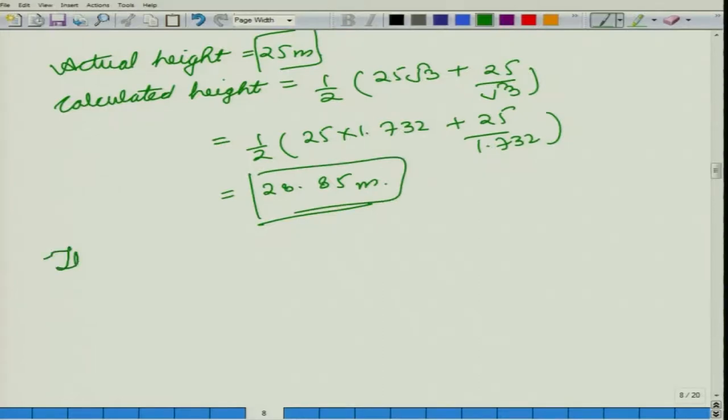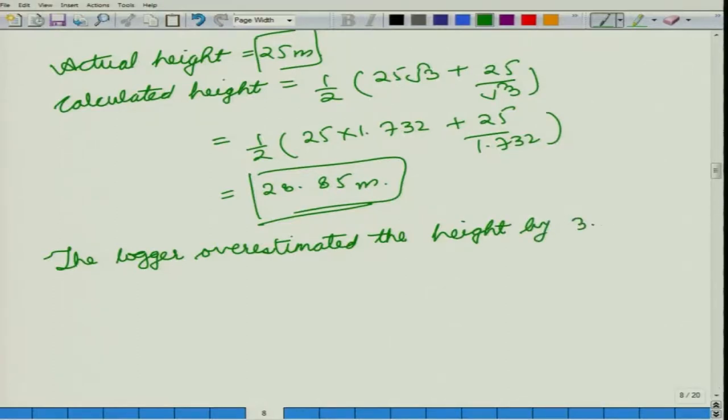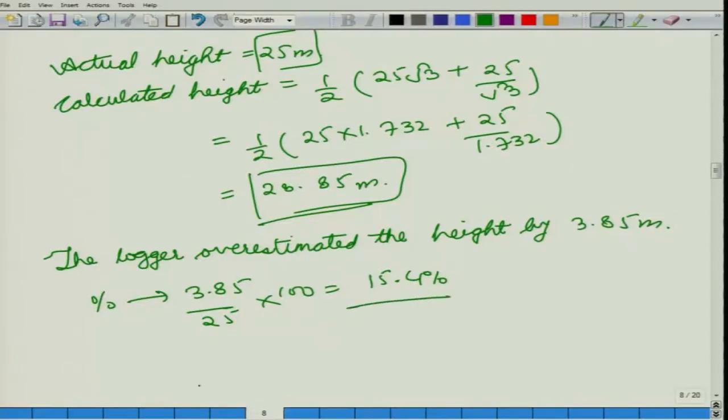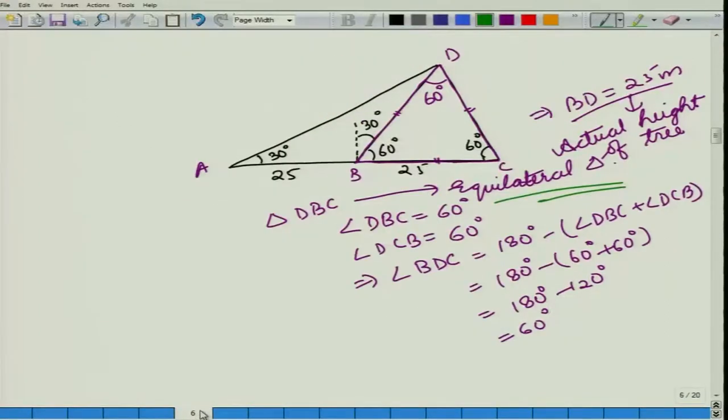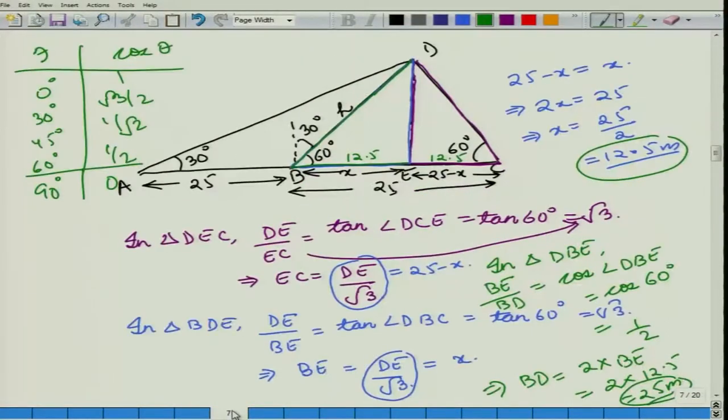So the logger overestimated the height by 3.85 meters, or if you wanted it in percentage, we can calculate it by 3.85 divided by the actual height into 100, which is equal to 15.4%. So essentially, if you wanted to calculate the height of a tree, you do not have to take the average of these two heights, but you should go either by this method of geometry or the method of trigonometry to calculate the correct height.